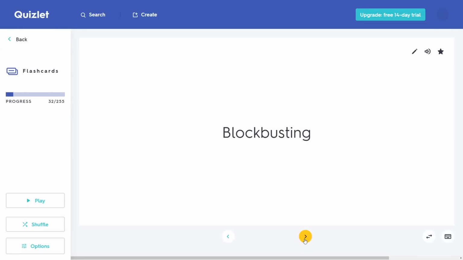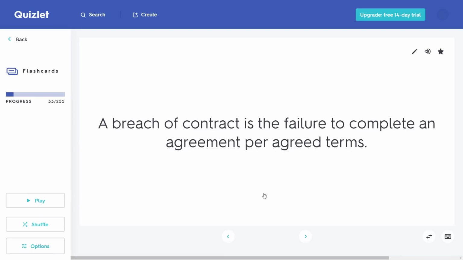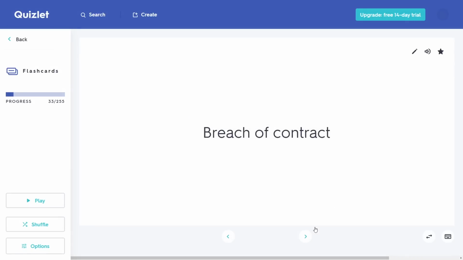So okay. Breach of contract. Alrighty. Think that one over for a little bit. Okay. Did you guys figure it out? Breach of contract is the failure to complete an agreement per agreed terms. So this one's pretty self-explanatory, but if you hear somebody's not following a contract, they are in breach of contract. That means they are not completing the agreement per the contract or per the agreed terms. Pretty self-explanatory there.